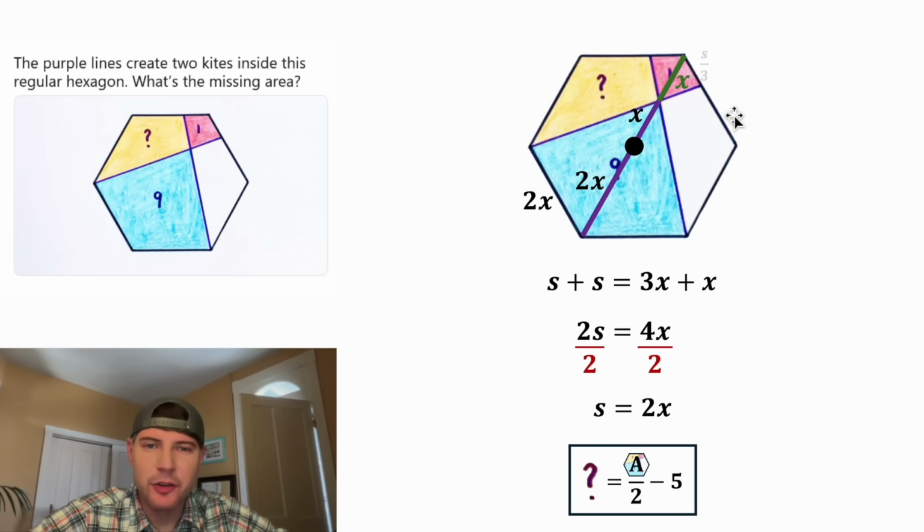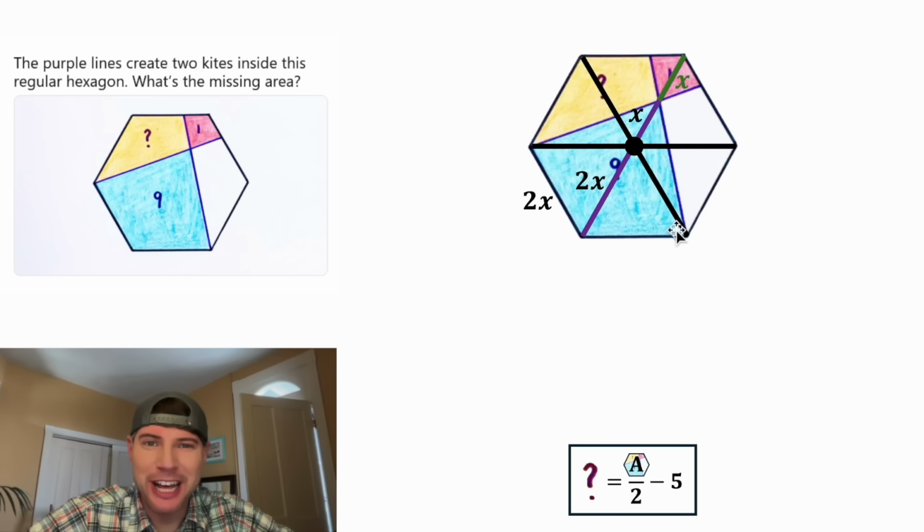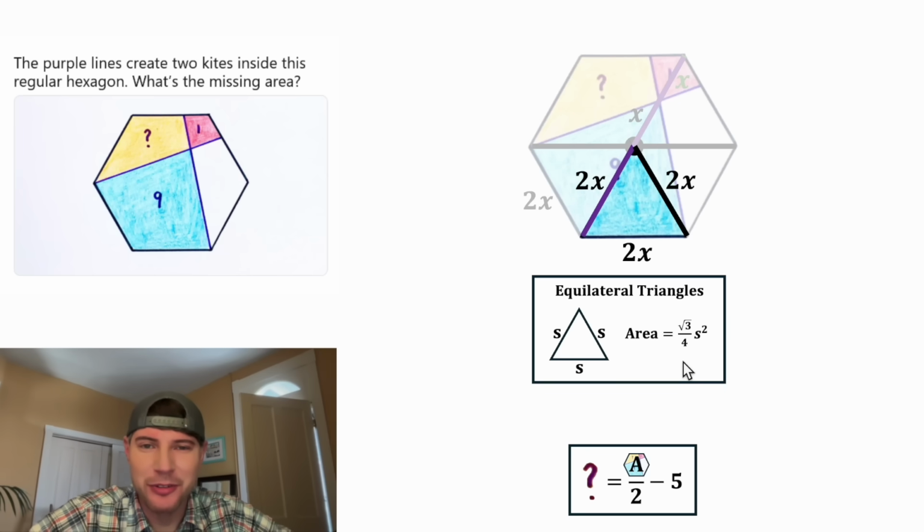We can get rid of the S over 3, and we can also get rid of all this. And now let's bring back all of our equilateral triangles, and let's focus on this one right here. Since this side is equal to 2x, all the sides will be equal to 2x. And now we can write a formula for the area. The area of an equilateral triangle is root 3 over 4 side length squared.